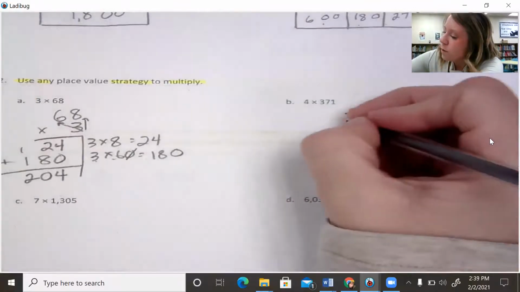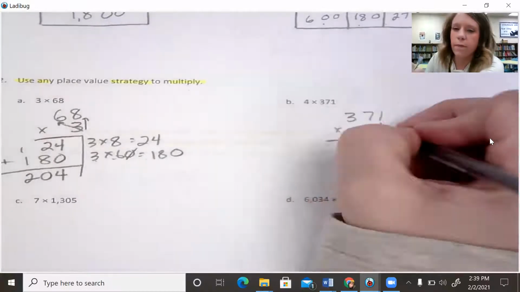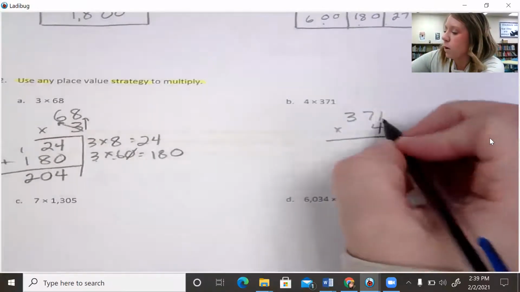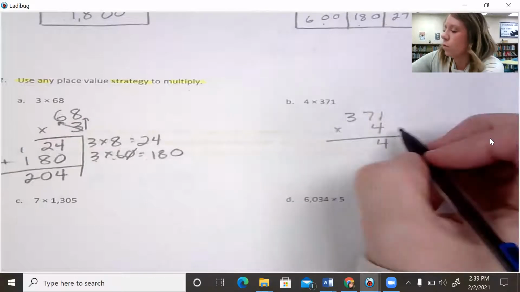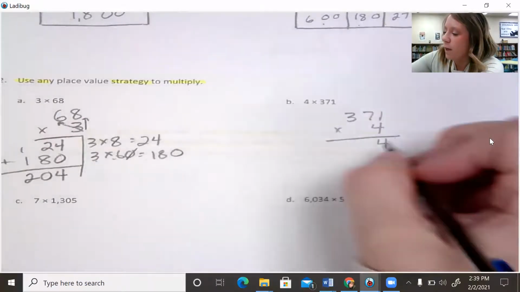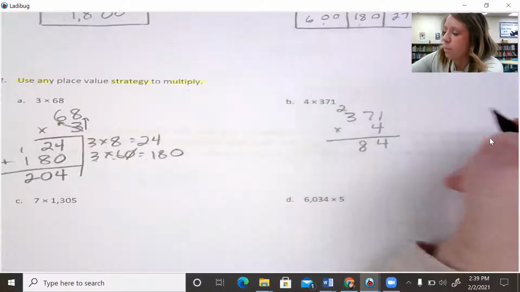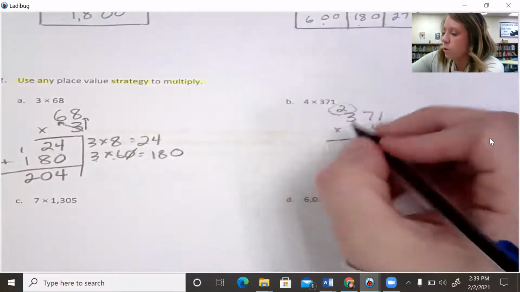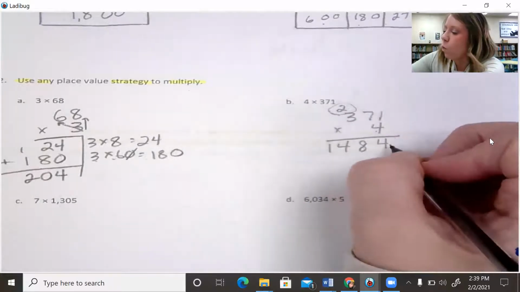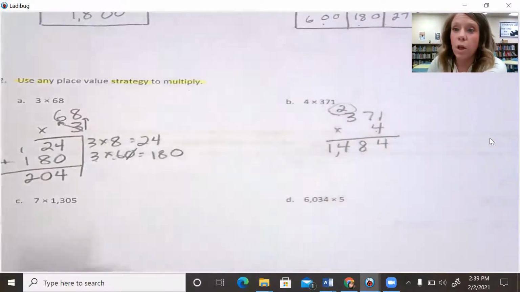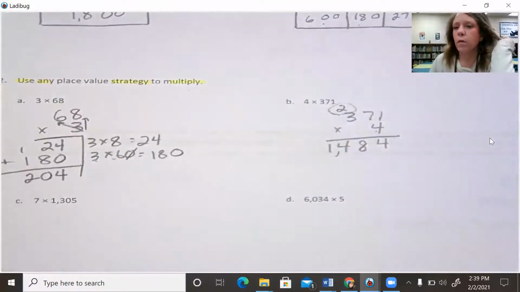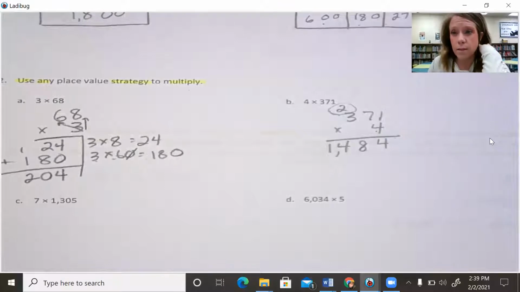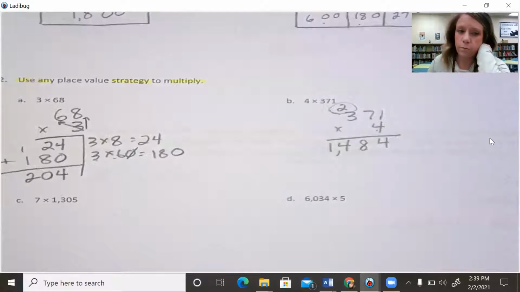For this one, 371 times 4, I'll use the traditional method. 4 times 1 equals 4. 4 times 7, 28. I put down my 8 and carry my 2. 4 times 3 equals 12, plus 2 to give me 14. 1, 2, 3, comma. Had a lot of people not using commas. Remember, big numbers, anything 4 digits or more, we want to put commas in to make them easier to read. For a total of 1,484.